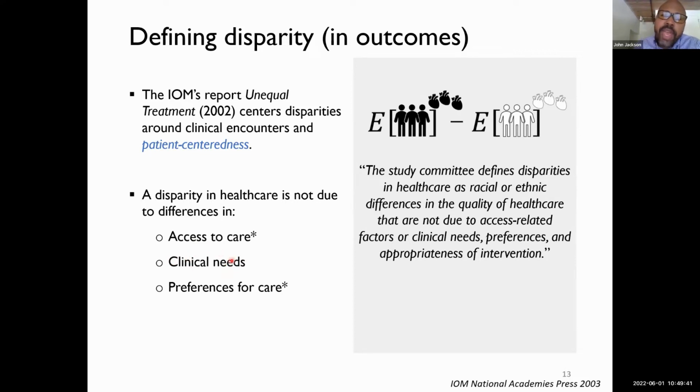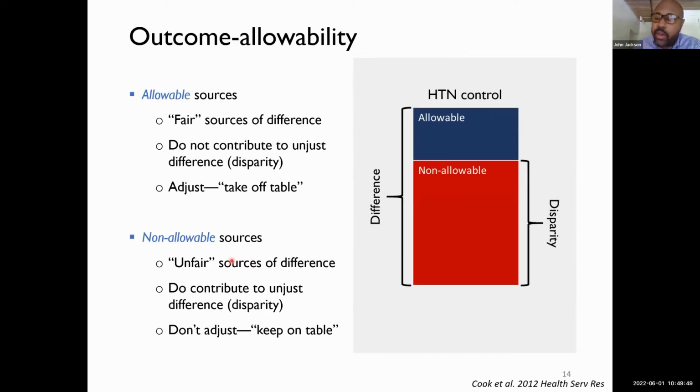But these are two major disparity definitions that are out there that I think have been widely adopted in medicine and public health. And so there's this notion of allowability, that a disparity or an inequity is not necessarily the same as an inequality, right? So there are some differences that we might think of as being unjust. We'll call those non-allowable. And then there are some differences that may not necessarily be contributing to unjust differences, or even ones that we might not think of as morally problematic. And so we would call those allowable.